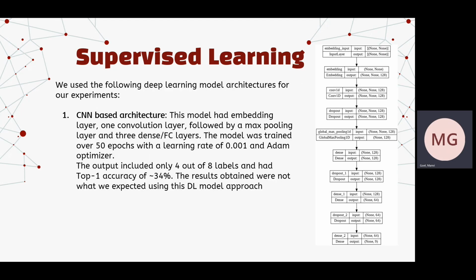Moving on to the deep learning models, we used a CNN-based architecture that has an embedding layer, followed by a convolutional layer, followed by max pooling, and 3 dense layers. The results that we observed included only 4 out of 8 labels and had the top one accuracy of only 34%. This was not expected because in the earlier experiments, we saw that logistic regression had an accuracy of 54, which was more than the deep learning model that we ran experiments for here.